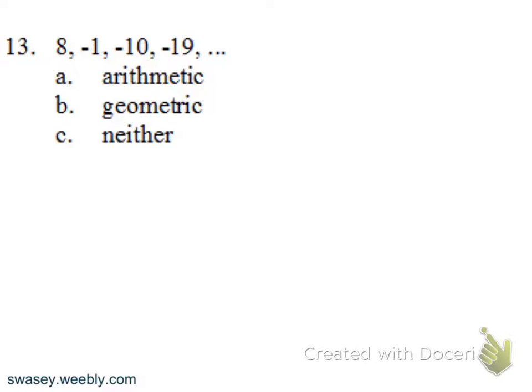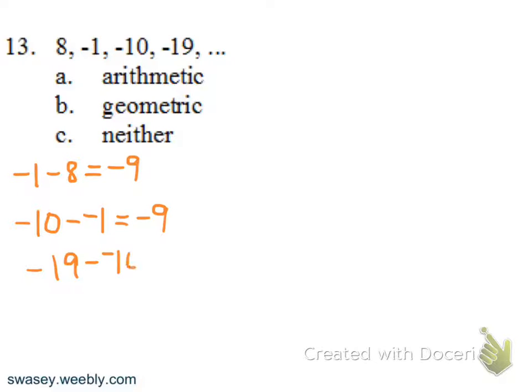Again, let's check arithmetic. We'll do -1 minus 8, that's -9. -10 minus -1, we get -9. -19 minus -10, we get -9. So we'd say, yes, it is an arithmetic sequence. The common difference, if we're asked for it, is -9.